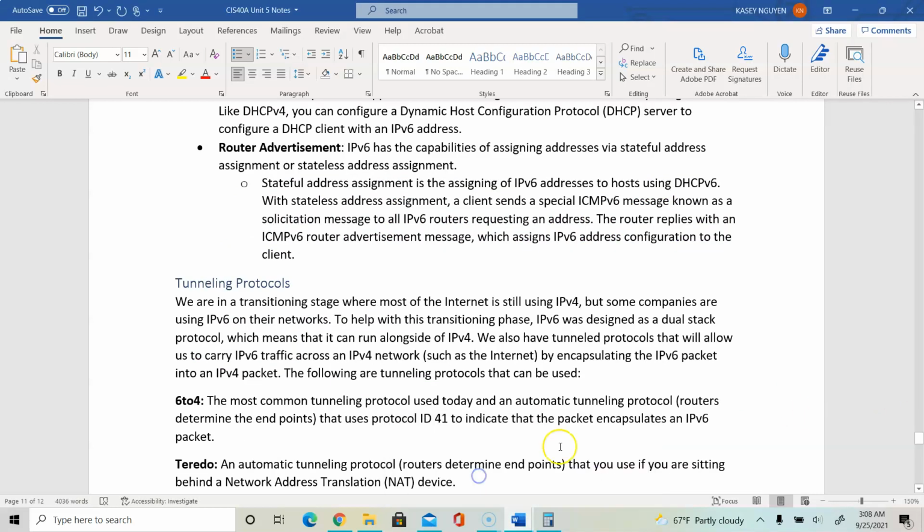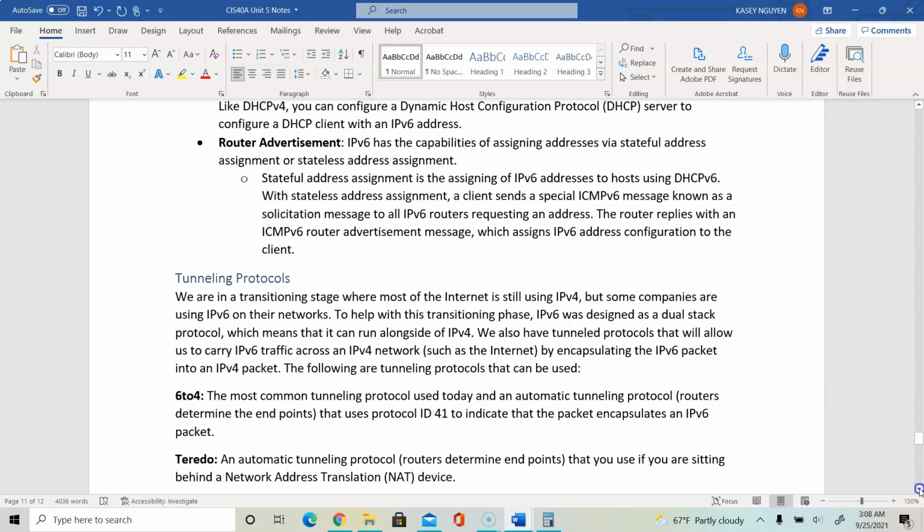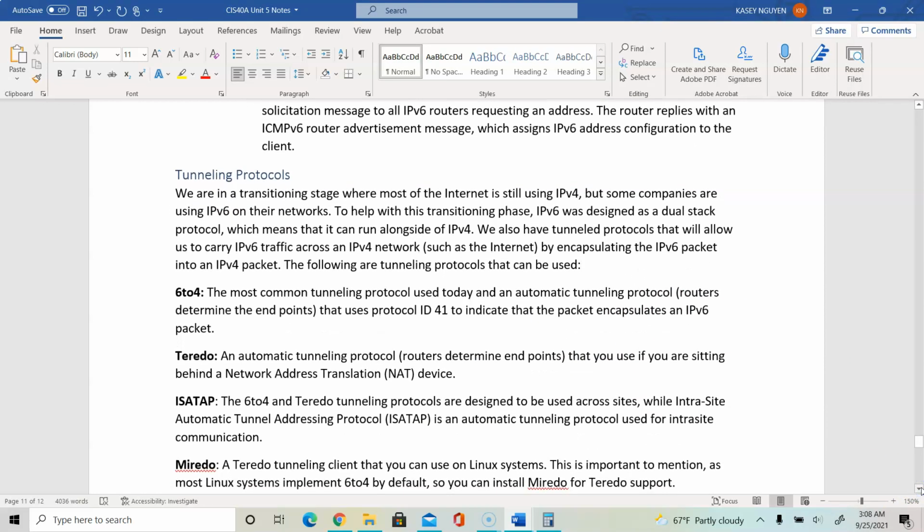For 17, you can go to Tunnel Protocol section on page 11. This talks about different tunnel protocols, and this is used for us to establish secure communication. IPv6 uses the dual stack protocol, which runs alongside IPv4, and that allows you to carry IPv6 traffic across an IPv4 network where you can use it on top of IPv4. So the tunnel protocol would be 6to4, which automatically tunnels the protocol, and it uses ID 41 to indicate that it is encapsulating IPv6.